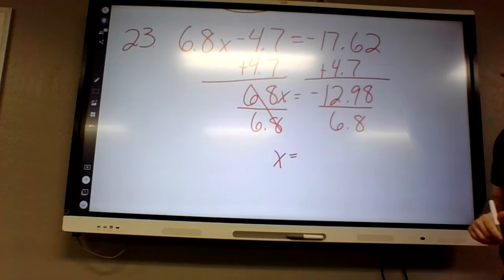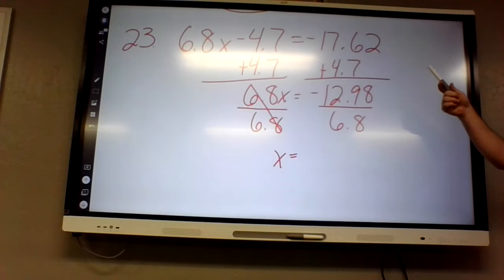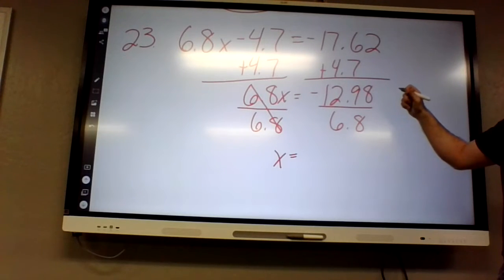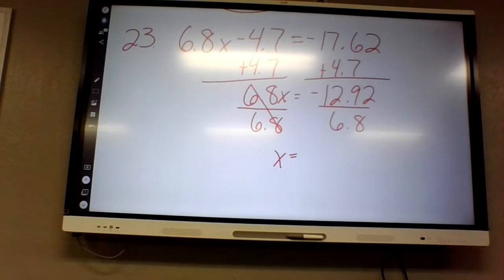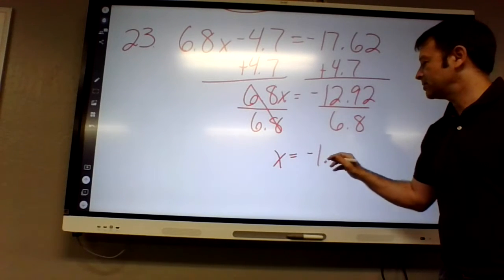That goes away. That doesn't come out very nicely, which makes me think, did we make a mistake? What does that come out to? Not a number. Did we make a mistake somewhere? Did I copy it down wrong? Yeah, I think it's negative 12.92. Oh, it was a 2. Oh, okay. Well, now even I was questioning myself. So it's negative 1.9. Okay.